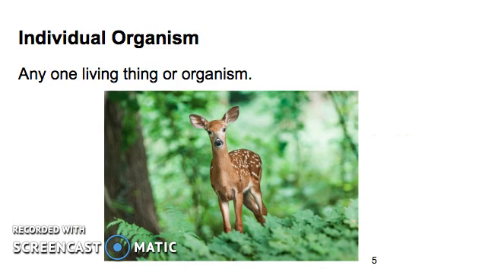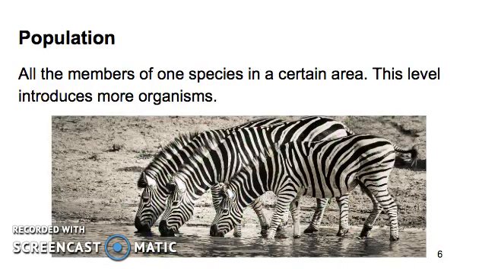So if we have any one living thing or organism, such as a deer, this is an individual organism, so it's only one specific thing. The next level builds from there. A population is all of the members of one species in a certain area, such as several zebra. This level introduces more organisms. So there's still the individual organism, but now there's more than one. So we refer to that as a population.